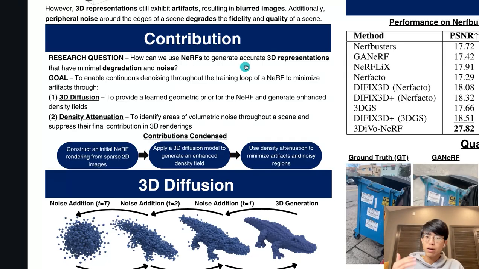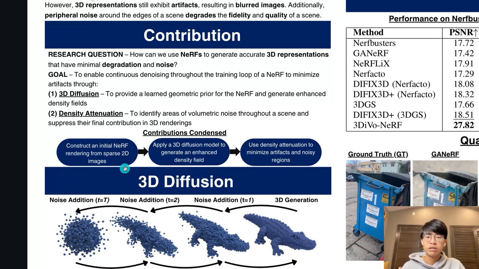But here, I give my research question, which in this case was how can we use NeRFs to generate accurate 3D representations? And then I list my goals, which was to use 3D diffusion. I give a minor explanation. And I list my other goal, which is to use density attenuation, and I give another explanation. And then I condense my contribution into a few steps, which is to construct a NeRF, then apply a 3D diffusion model to it, and then be able to minimize noise.